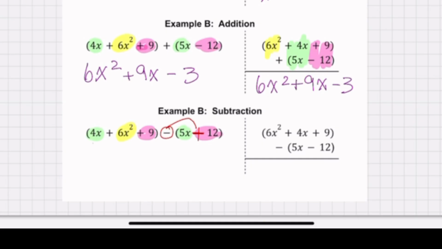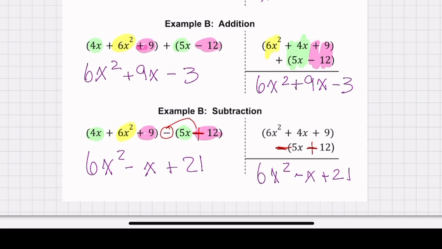4x, oh, don't start with the 4x. You need to start with the highest degree. So start with that 6x squared. Then you say 4x minus 5x is minus x, and 9 plus 12 is 21. Same idea over here. We've got to take that negative sign, apply it to that first term, and swap out the negative 12 for a positive 12. Then we just combine those like terms. 6x squared minus x plus 21.